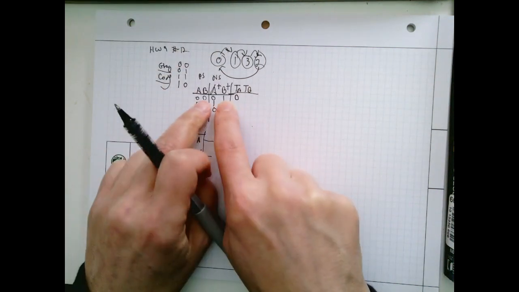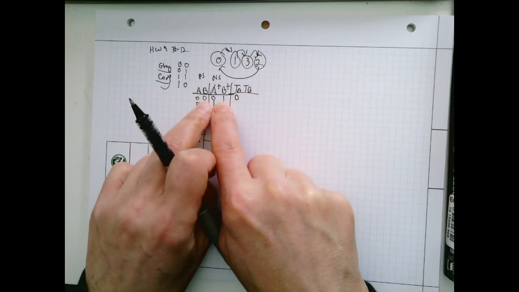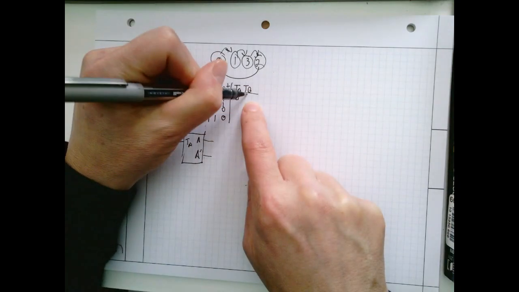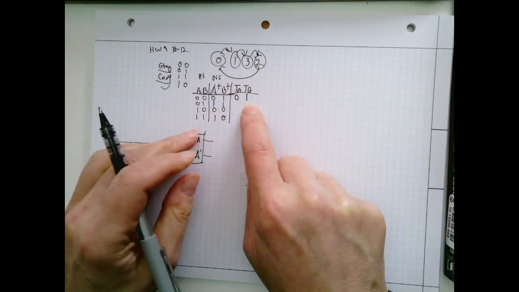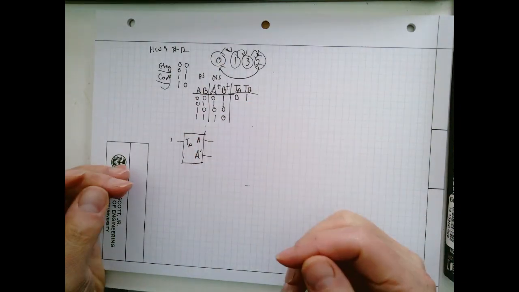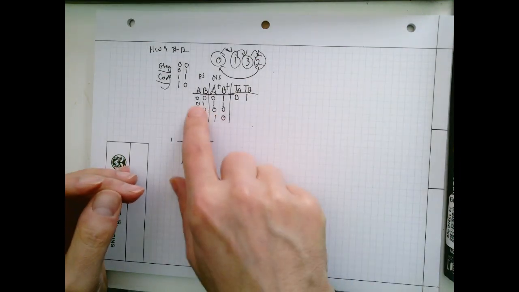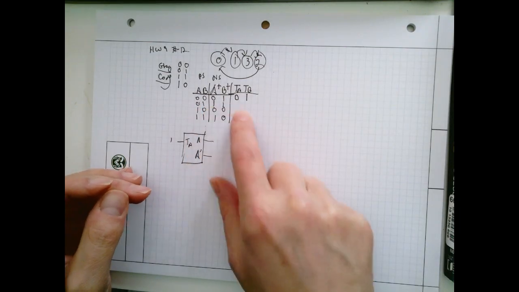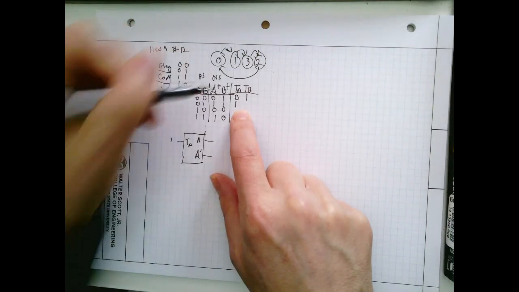But here, for example, B is flipped because B goes from 0 to 1. So that means the input to B, T sub B, must be a 1. Is it making any sense to people? When you want to change the bit, like here, A is changing from a 0 to a 1, then T sub A must be a 1.